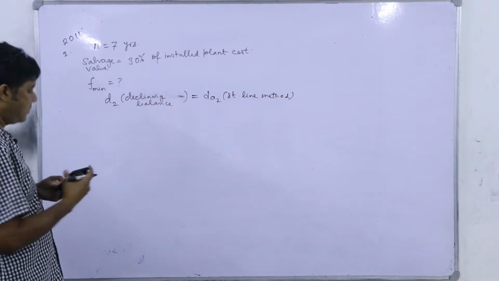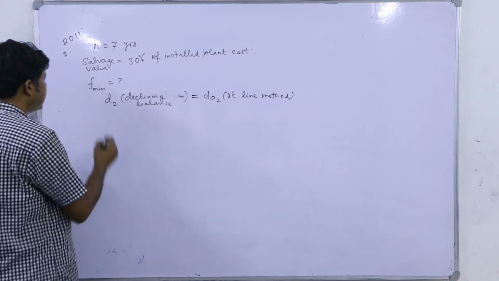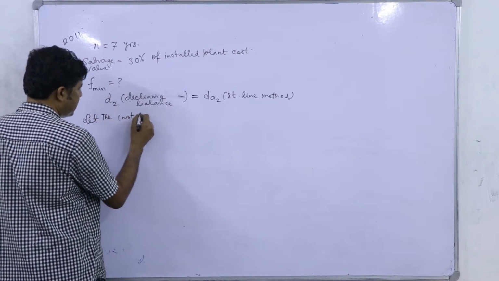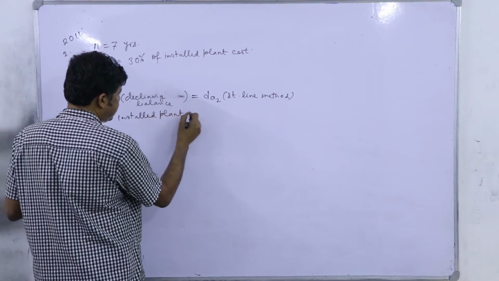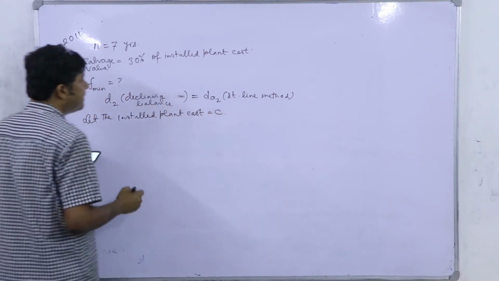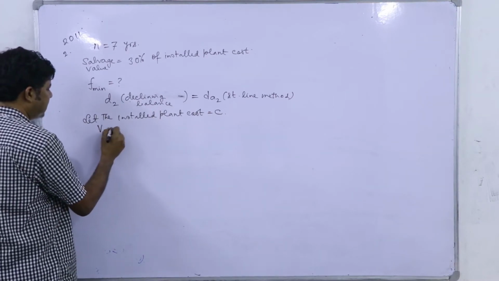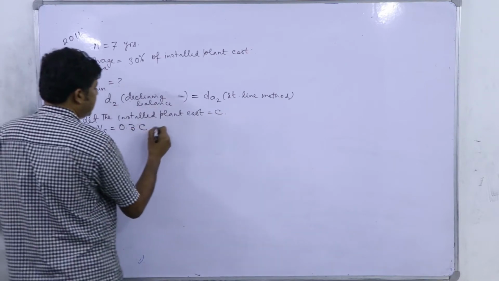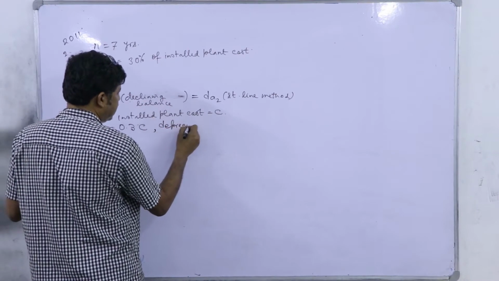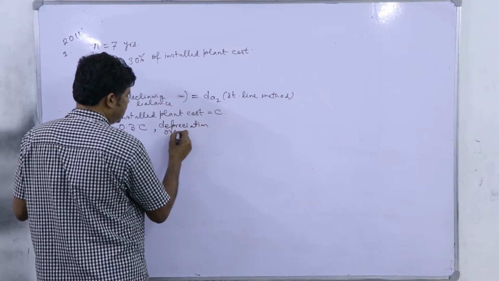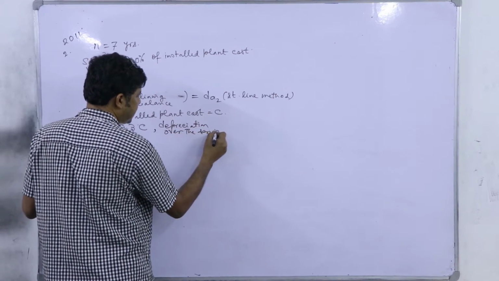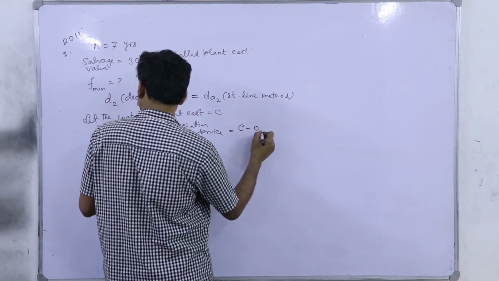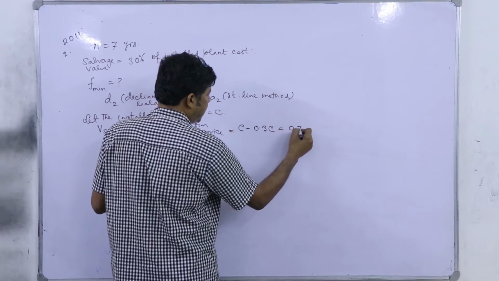So, here let the installed plant cost be C and salvage, that is Vs, is 0.3 C. So, the depreciation over the service life is C minus 0.3 C, which is 0.7 C.